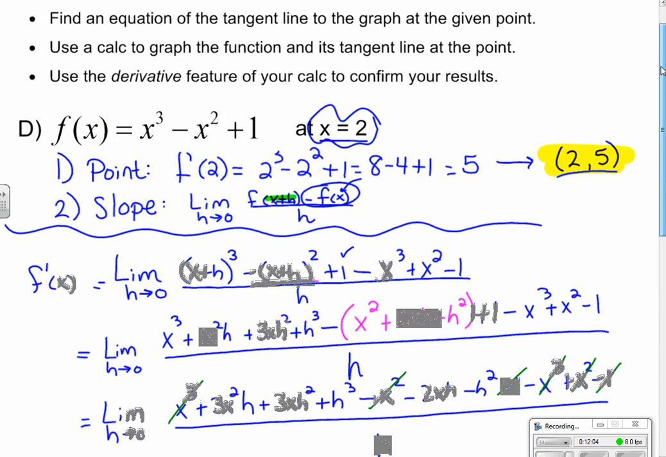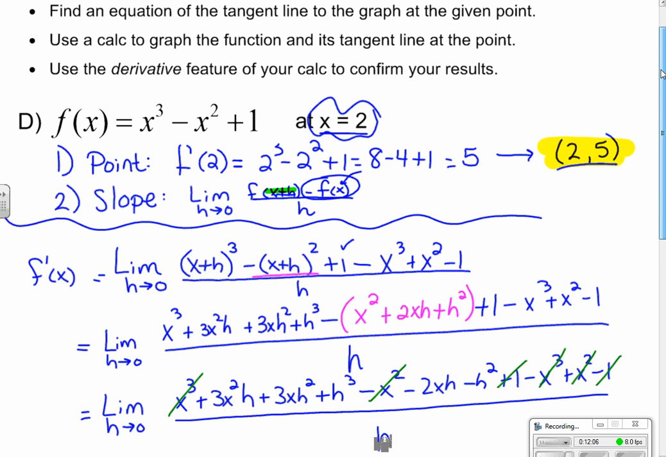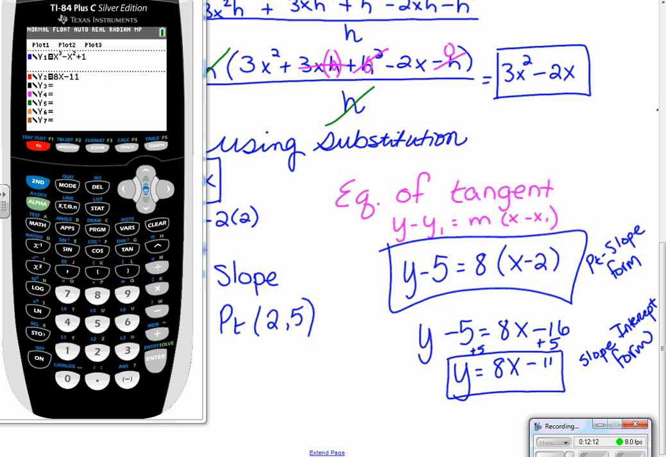It said use a calculator to graph the function and its tangent line at the point. So grab your calculator and let's... Okay, I took a break here and I got my calculator set for you. Hopefully you've done the same. Let's put in y sub 1. I put in x cubed minus x squared plus 1. And while I was on break here, I transformed the point slope form into slope intercept form. Y equals 8x plus 11, so that I could put that in my calculator as well.